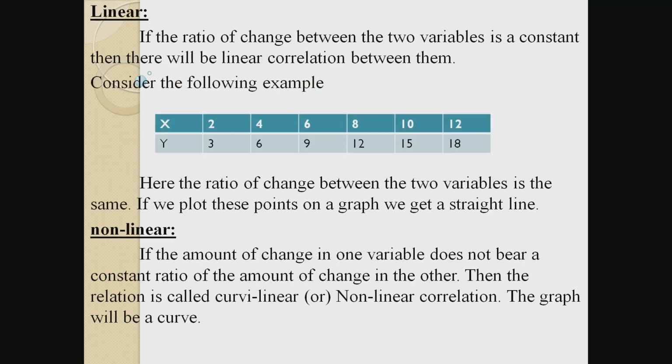And the next type is linear correlation. If the ratio of change between two variables is constant, then there will be a linear correlation between them. Consider the following example. The ratio of change between the variables is the same. If you plot these on a graph, we get a straight line.